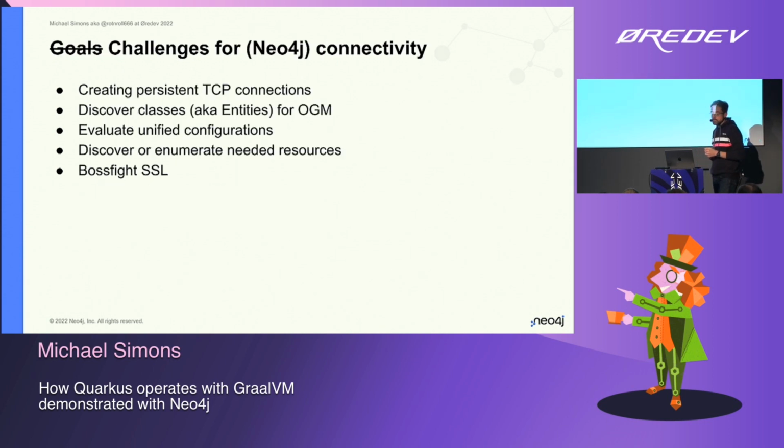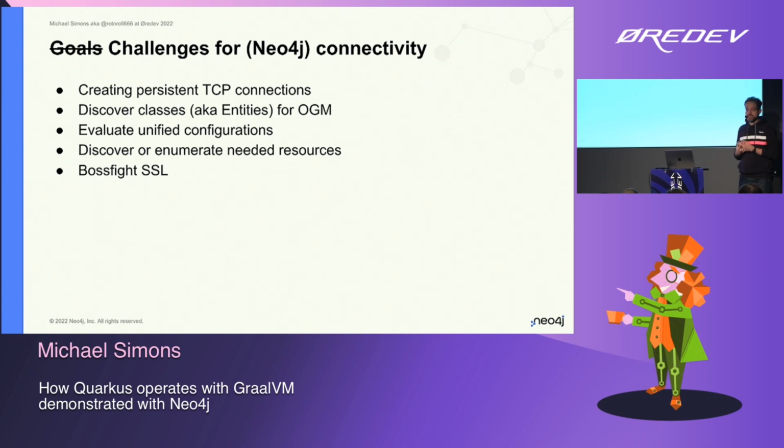Yeah, briefly mentioned already the challenges, goals for our connectivity. We are dealing with persistent TCP connections for the custom wire protocol. For our object graph mapping, we need to discover entities, annotate the classes. We need to get hold of the fields of the methods to properly map them into our graph. We need to get hold of the unified configuration to initialize the connection.